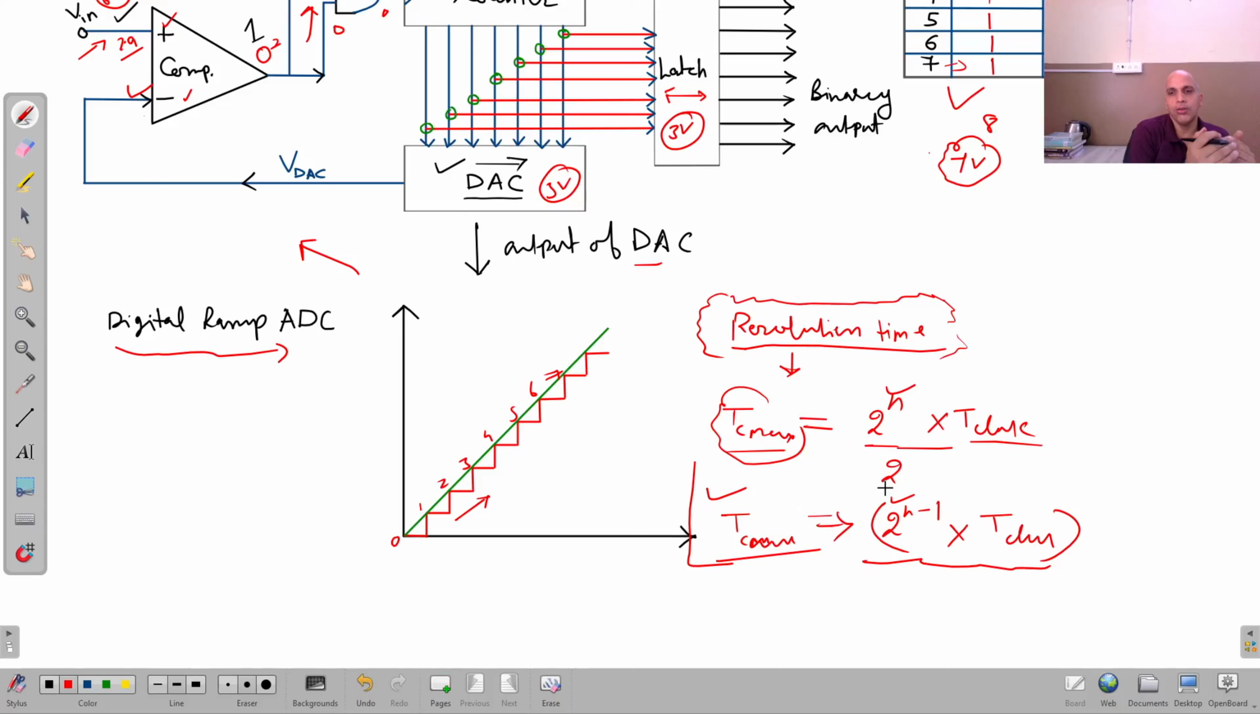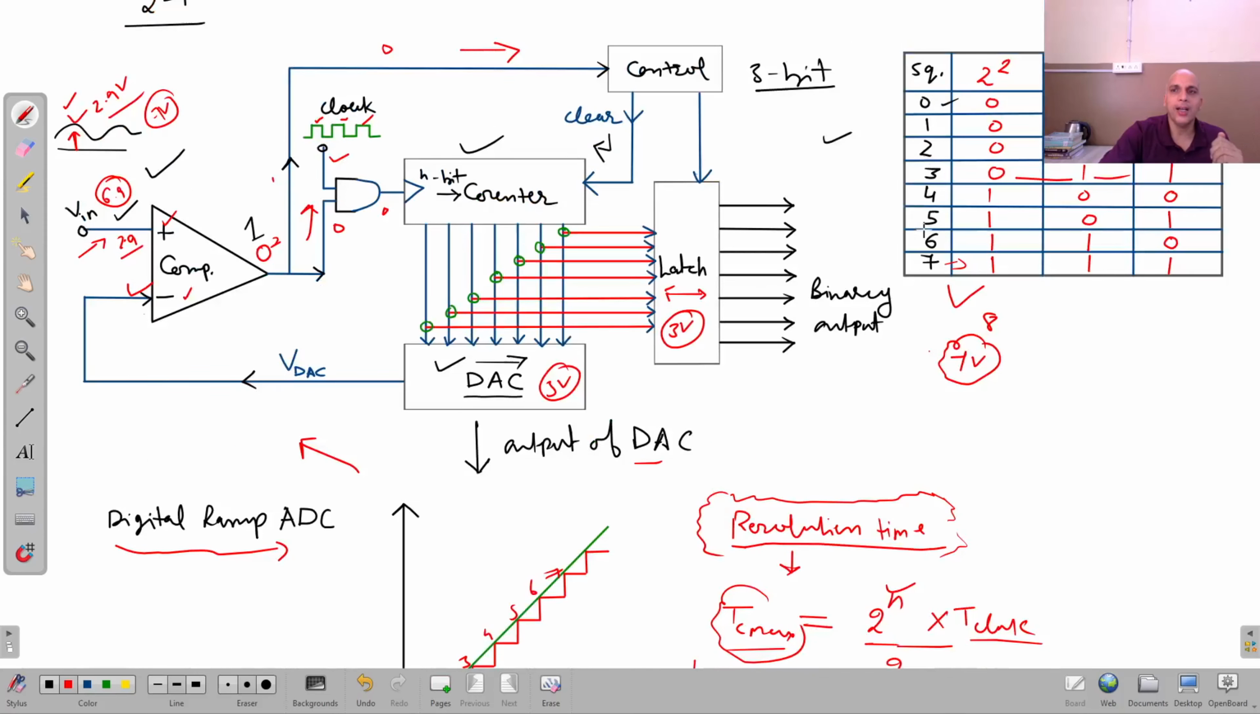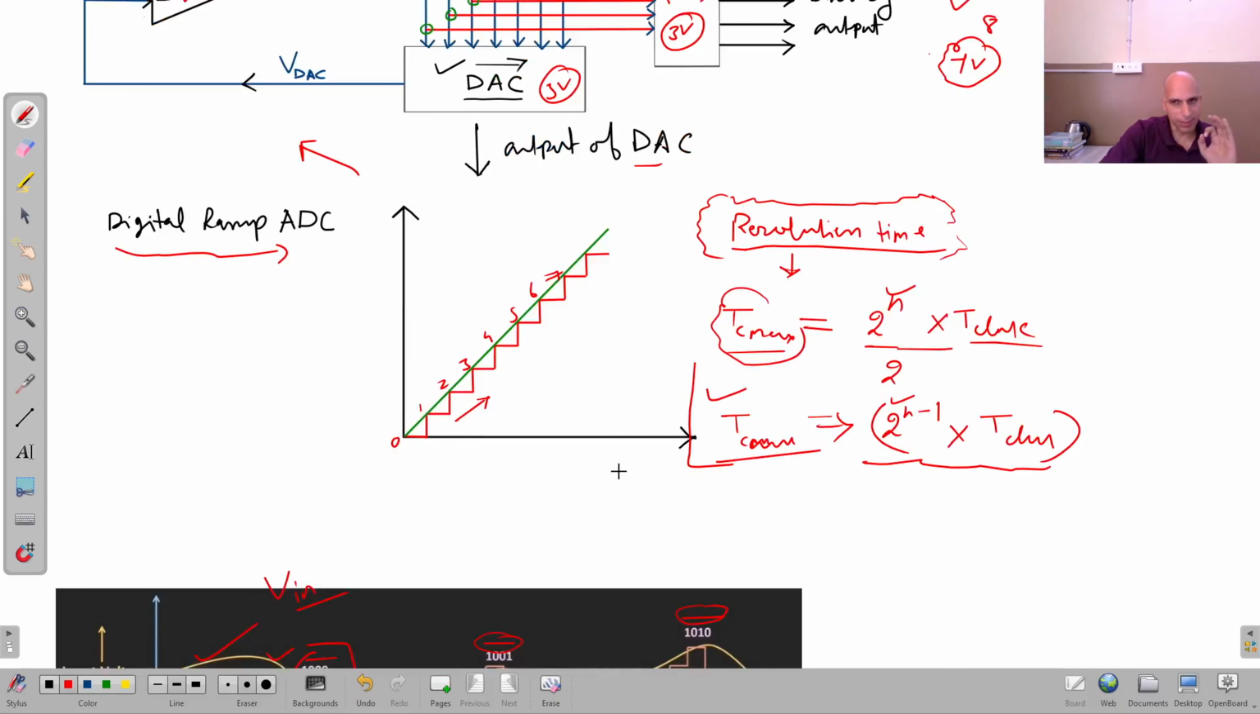We can't increase the number of bits in an arbitrary manner, because that will pose another kind of challenge, that is the resolution time, or the time required for the maximum voltage of the signal, which will correspond to the highest possibility of the counter, right. So this is the main drawback of this counter.